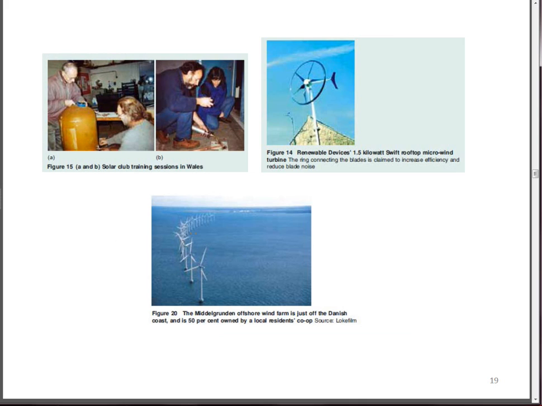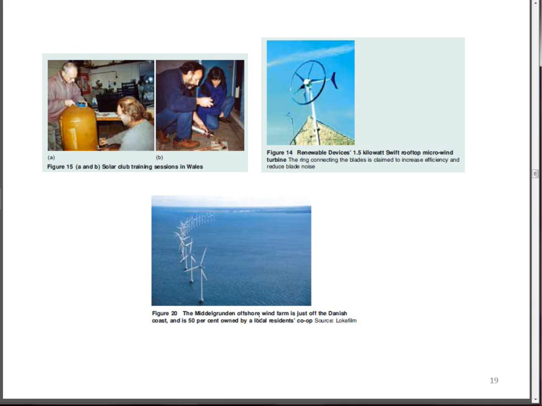The book also brings us some photographs. From figure 15, that is the solar club we mentioned, but that one is in Wales, here, top left. We have renewable devices, here figure 14. About this ring, they said it reduces the sound, reduces noise, and also makes the wind more effective. That's the argument here.